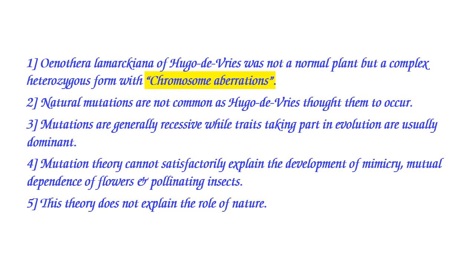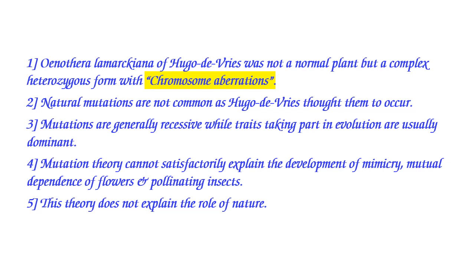Oenothera lamarckiana of Hugo de Vries was not a normal plant but a complex heterozygous form with chromosome aberrations. So let's see. In his experiment, he took that normal plant of Oenothera lamarckiana. That's why he got a few different plants in the F1 generation. Suppose you have an idea about the concept of one gene, monohybrid or dihybrid concepts. In the monohybrid concept, when you cross the tall and dwarf plant, all the F1 individuals are tall. There the parents are homozygous. That means both the genes are similar, capital T, tall plant, and small t, dwarf plant.